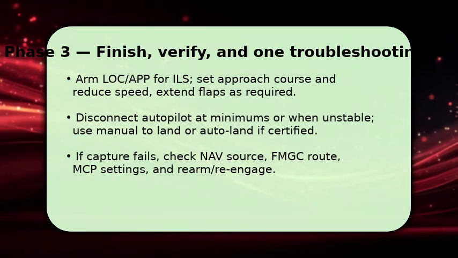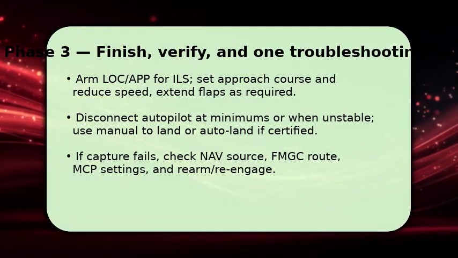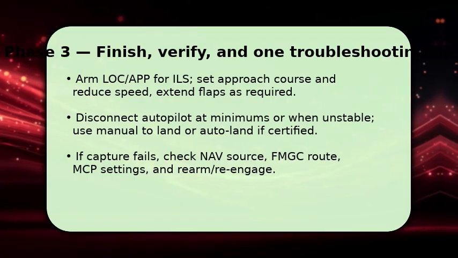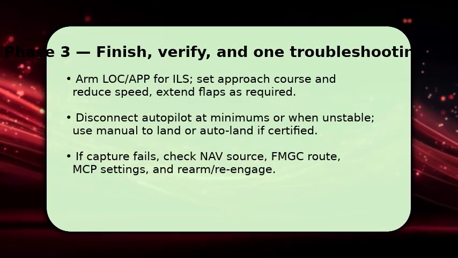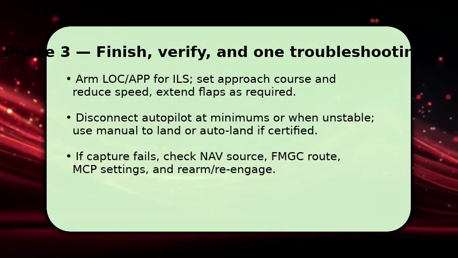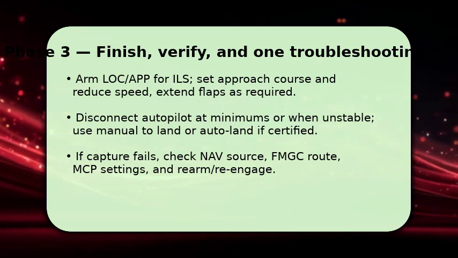As you near the approach, arm LOC or APP and dial the ILS course on the MCP. Reduce speed and set flaps according to checklist so the autopilot can capture glide slope and localizer. If you plan to handfly, disconnect the autopilot well before minimums. For autoland, ensure both autopilots and auto brake/auto thrust configurations meet requirements.